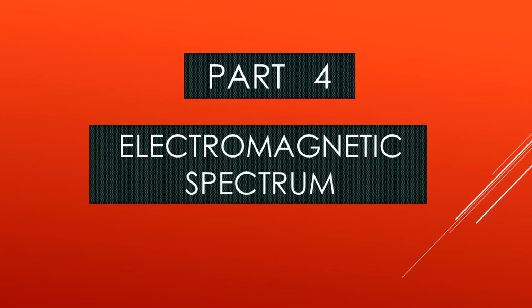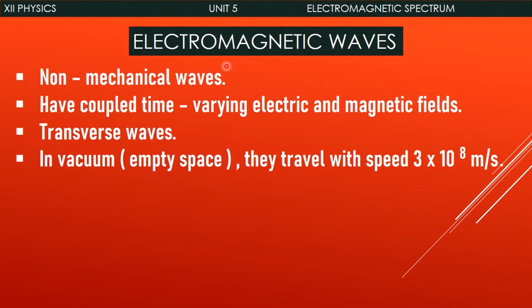Part 4, Electromagnetic Spectrum. Let us recap what we have learnt earlier. What are electromagnetic waves? Electromagnetic waves are non-mechanical waves. They do not require a medium to travel. They can travel even in vacuum or empty space.